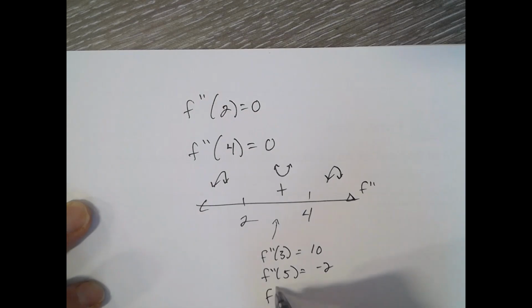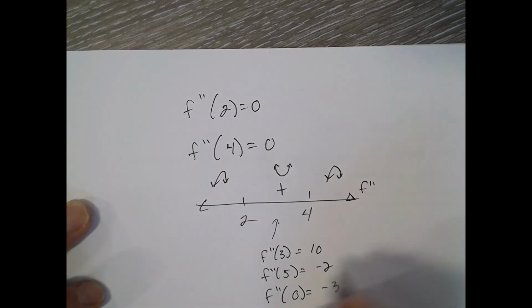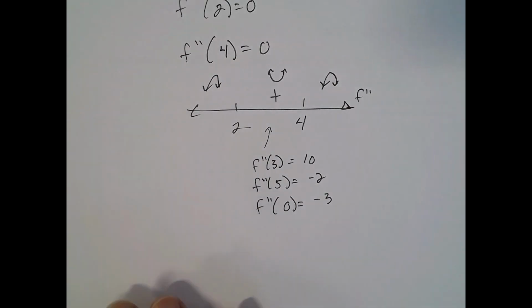Maybe f double prime of 0. So just label your number lines. Make sure you show your work. You're not graded on work for multiple choice, but your free response, they do give partial credit if you get part of the way through the problem. Don't forget plus C, use exact numbers when possible.